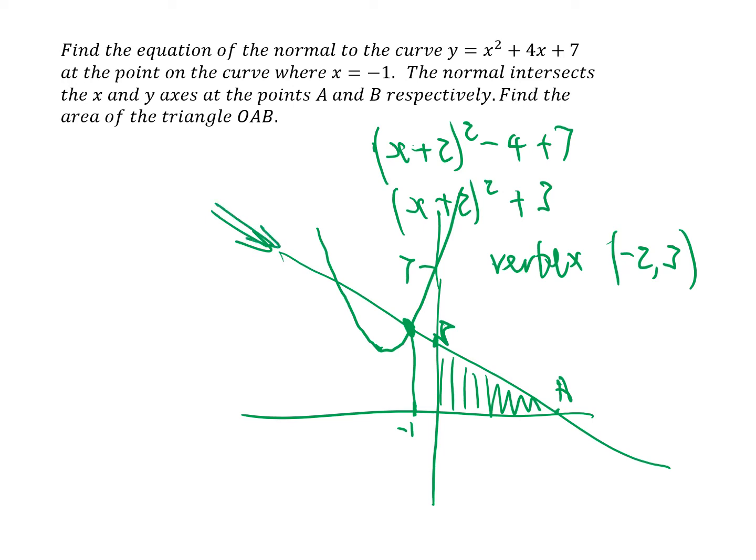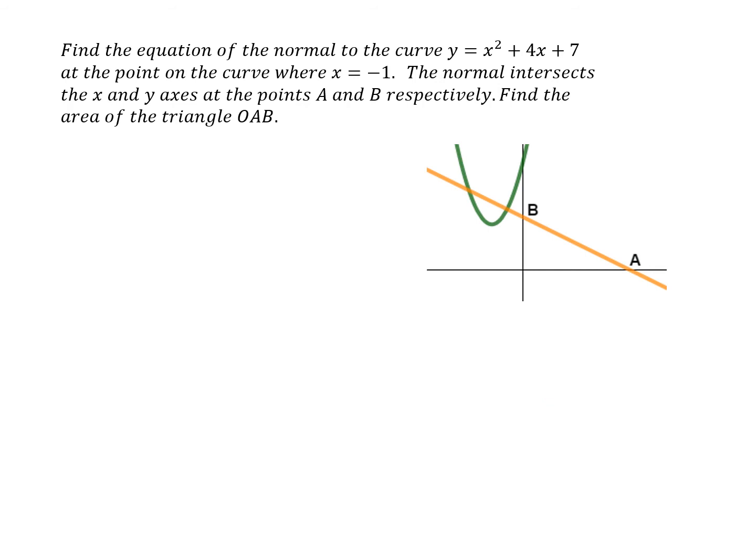How do we do that? What information do we need to find the equation of a line? We need a point on the line, well, there's the point, and we need the gradient of the line. Okay, so let's set about doing that. Firstly, there's a rather neater version of the diagram.